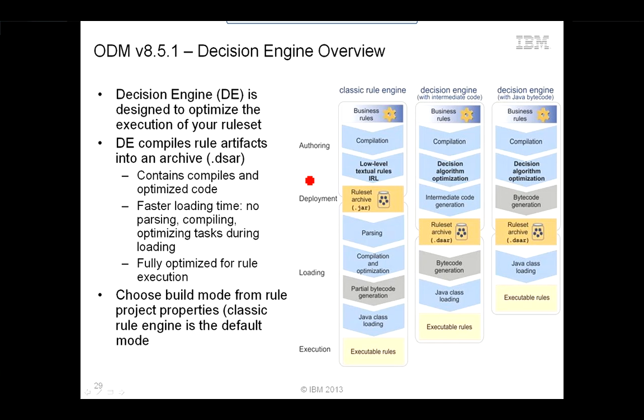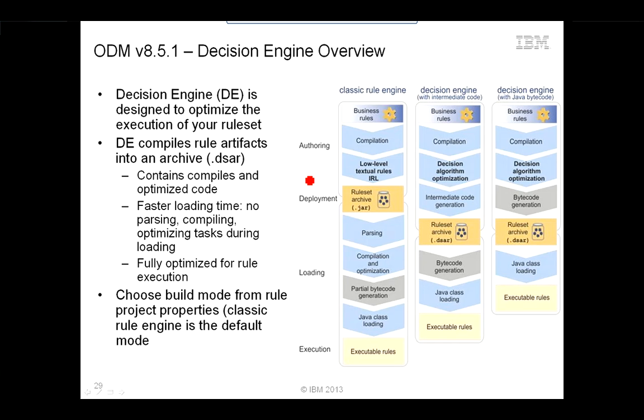The classic rule engine, or the rule engines that we have normally been working with, works like this: you write the business rules in Rule Designer, and it will compile the rule-level textual rules, ILOG rule language. That becomes the rule set archive file, the JAR file, and when you load the rules, it has to be parsed and compiled, then generate partial bytecode, then Java class loading, and then execute.